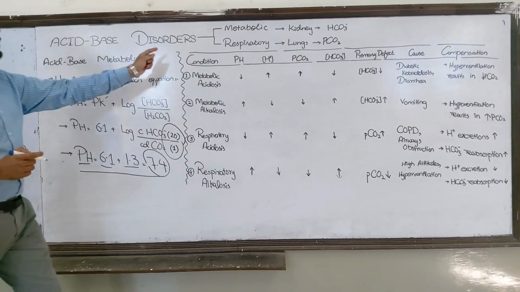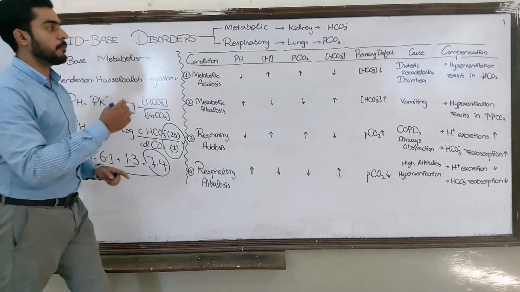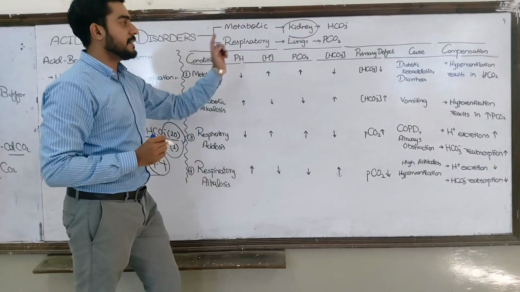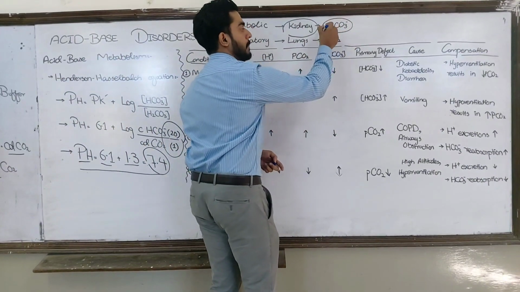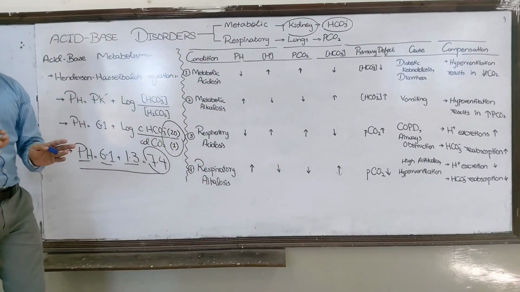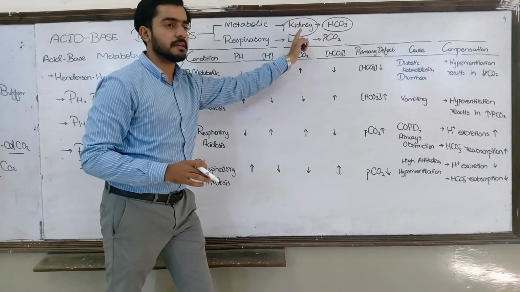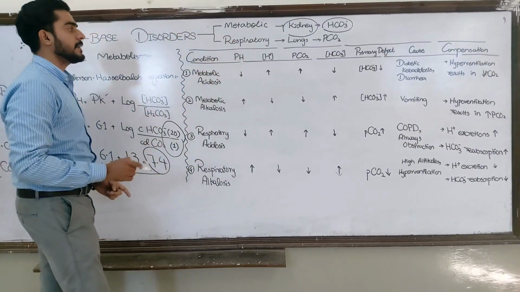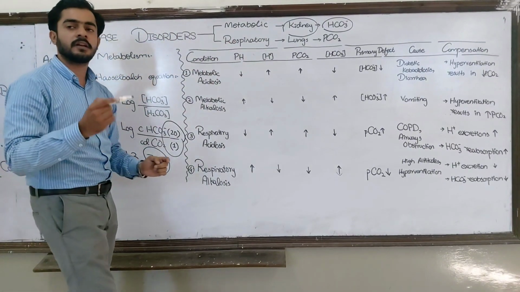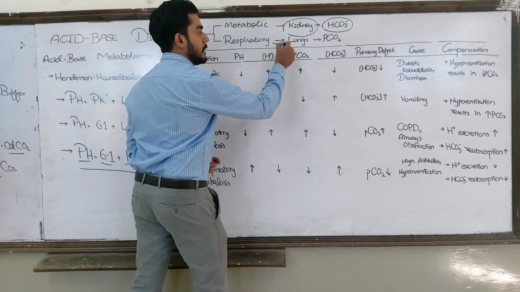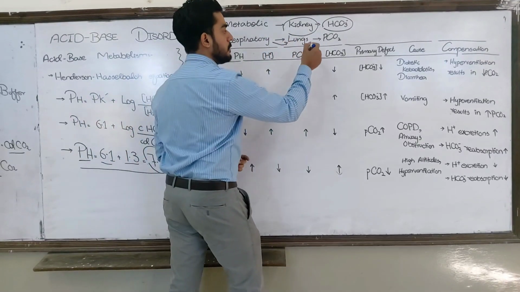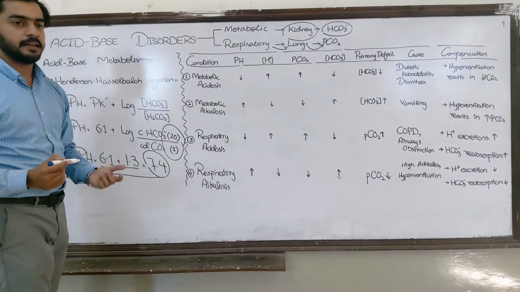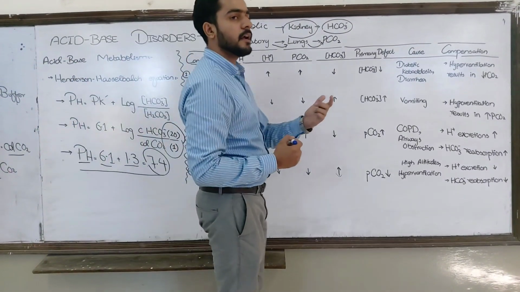Whenever we study metabolic acidosis or metabolic alkalosis, the primary defect lies in the kidneys, and that involves the concentration of bicarbonate. Whether it is acidosis or alkalosis, it involves the kidneys and bicarbonate. And whenever we are talking about respiratory acidosis or respiratory alkalosis, that involves the lungs. Involving the lungs means changes in the partial pressure of carbon dioxide, which can either be increased or decreased depending upon the disorder.